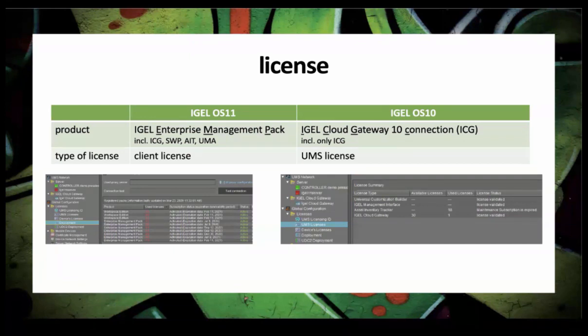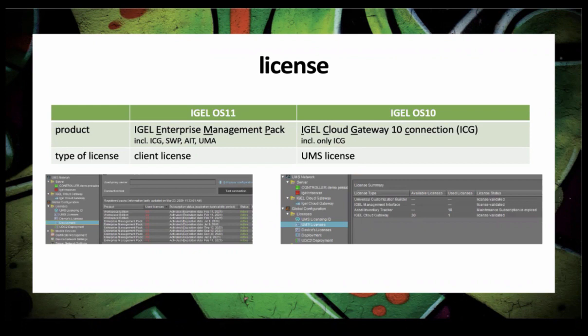To the product itself, the OS 10, starting from that point, is licensed by the IGEL Cloud Gateway 10 connection license, which includes only ICG. So this was a package of 10 licenses which you had to buy. And as you see in the picture down, it was in the license part under UMS licenses. You had the IGEL Cloud Gateway, available licenses. So you see the type of license is a UMS license. You had to download the file, import it in the UMS, and then when a client connects via the ICG, he got a license.